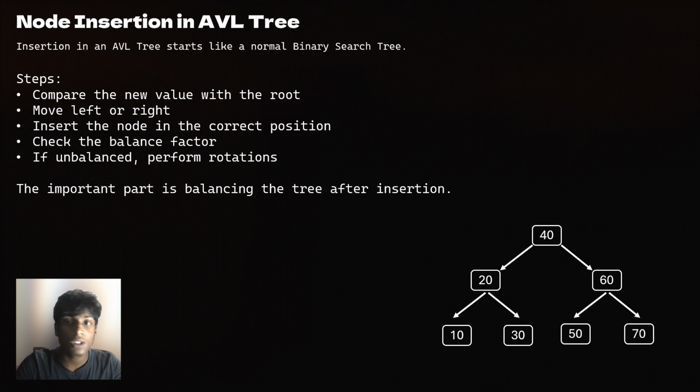After inserting the node, the important step begins. That means we check the balance factor of each node starting from the inserted node and moving up to the root. If the balance factor is within minus 1, 0, plus 1, then the tree is still balanced and nothing needs to be done. But if the node becomes unbalanced, then we perform the rotation to fix the structure of the tree. So the most important part of AVL insertion is not just inserting the nodes, but making sure the tree stays balanced after every insertion.